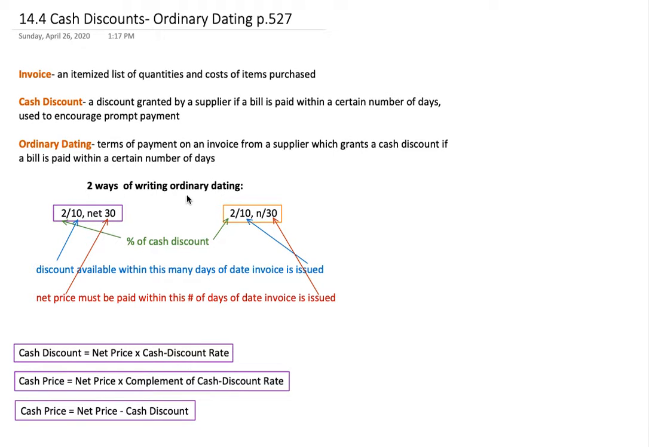So you'll see this written two different ways. They're very similar though. You could have 2/10 net 30, where 2 is the percent of cash discount. The 10 is that discount's only available 10 days from when this invoice was issued. And then 30 is when the net price has to be paid. So within 30 days of this invoice. And the numbers mean the exact same thing over here. They just look a little bit different with the N.